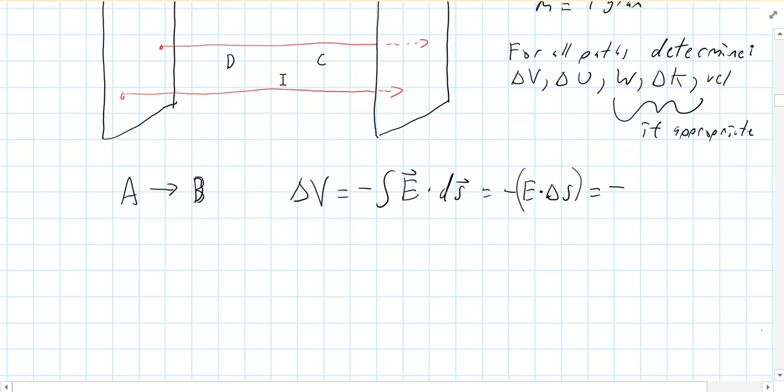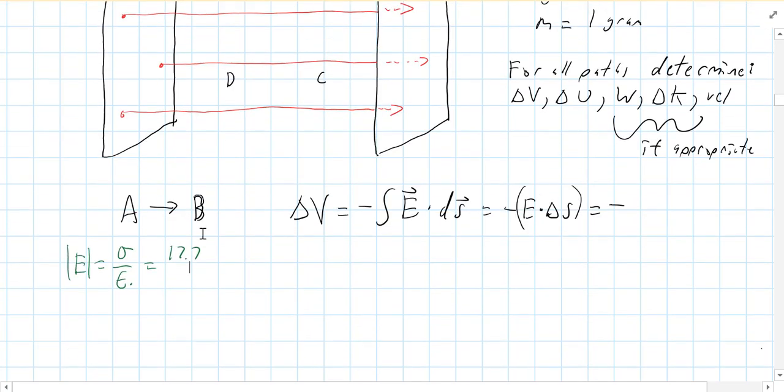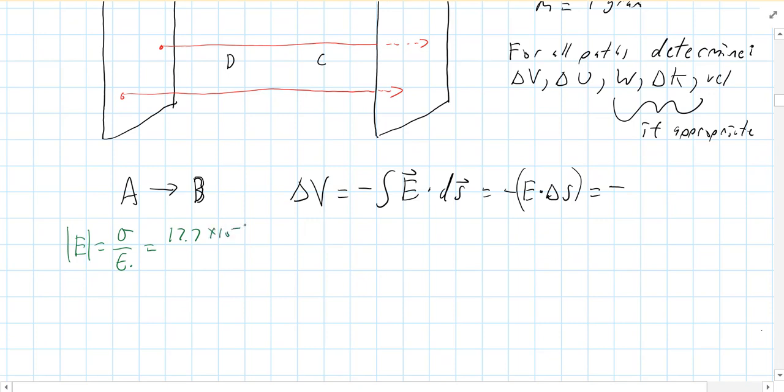Let me write that down to the side here. The electric field strength is equal to sigma over epsilon naught, which is 17.7 nanocoulombs, which is times 10 to the negative 9th coulombs per meter squared, divided by epsilon naught, which is 8.85 times 10 to the negative 12th. And if you do this, you get 2,000. We'll use volts per meter, because I picked a number here. This is 2, and then this is 1,000, so it's 2,000 volts per meter.